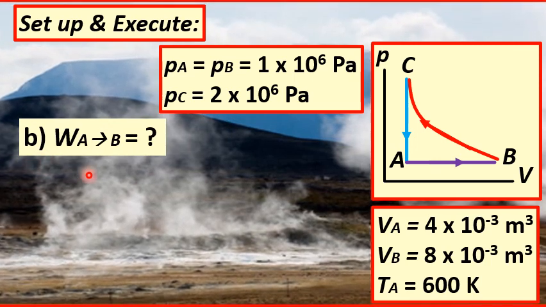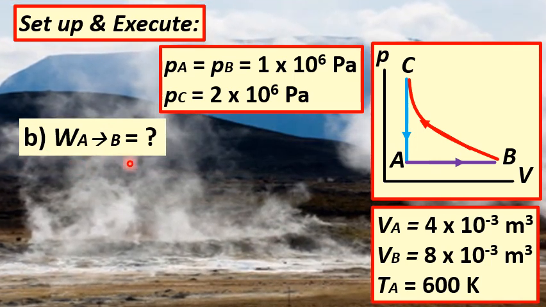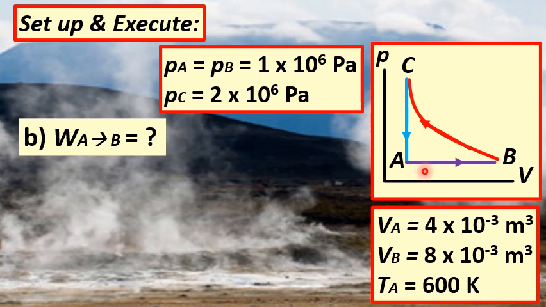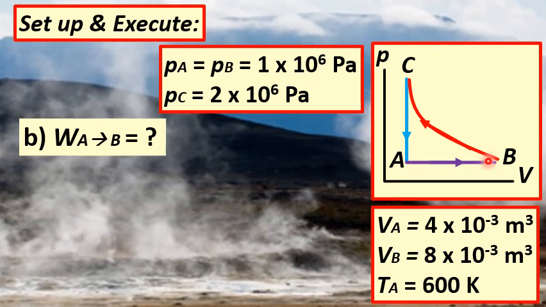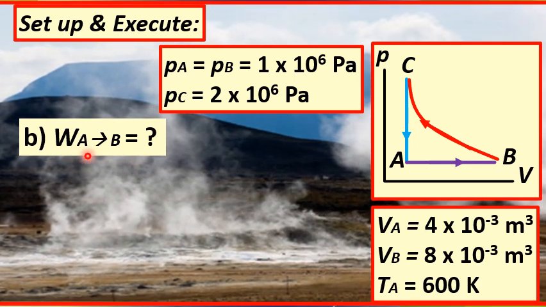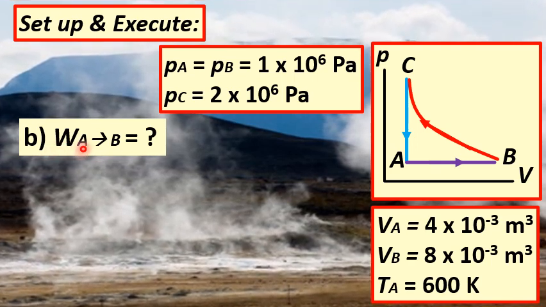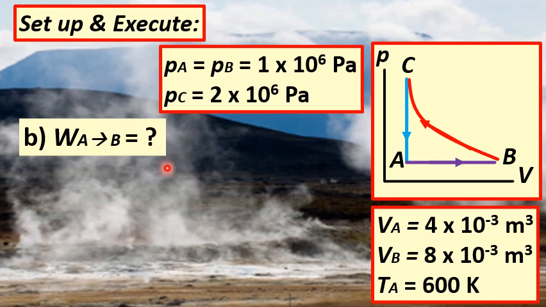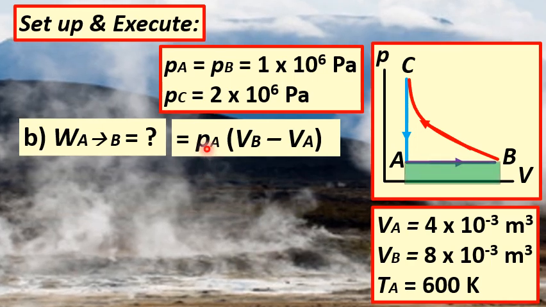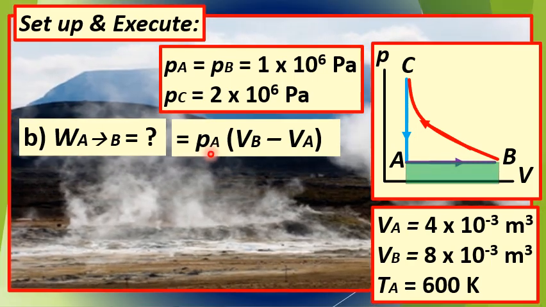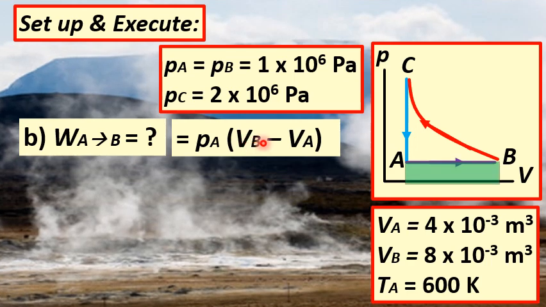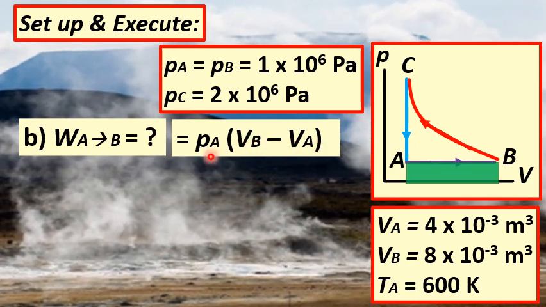And for our question letter B, we are asked to find the work done by the gas as it expands from state A to state B. So we denote the work done by the gas with the symbol W sub A to B. And the formula in determining this amount of work done is just the product of the constant pressure P sub A by the difference in the volume V sub B minus V sub A.